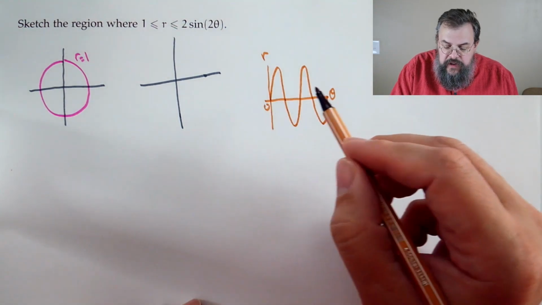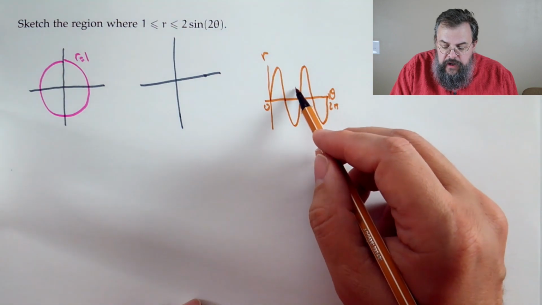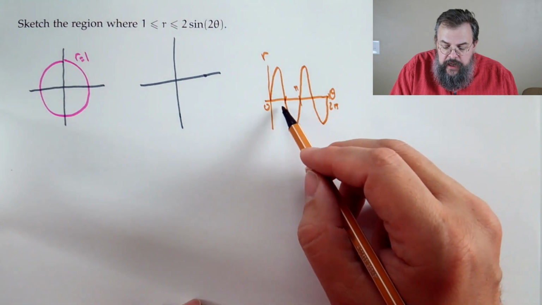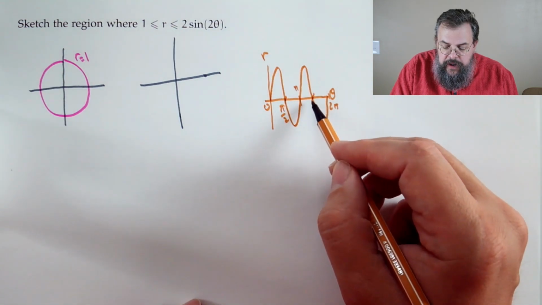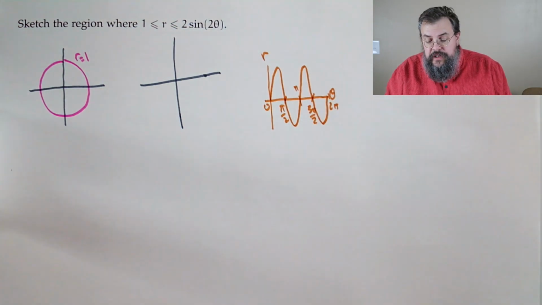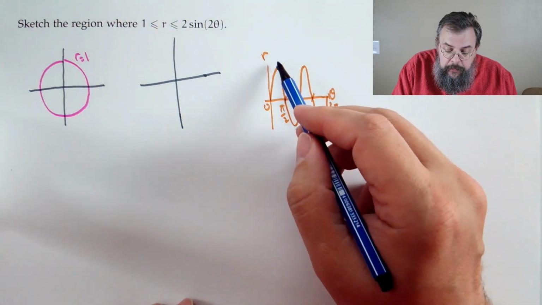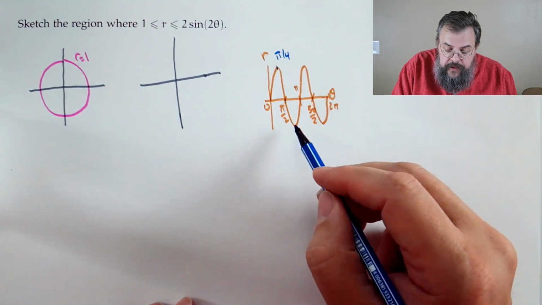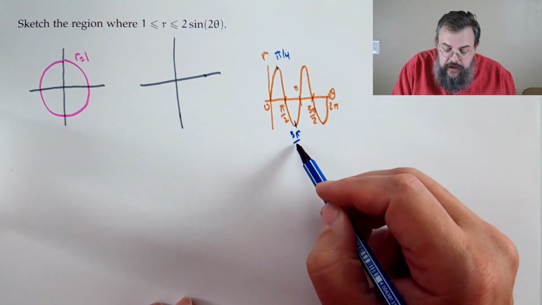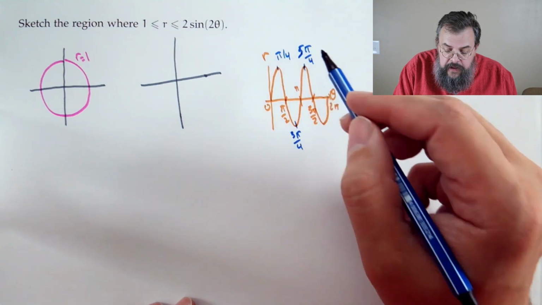So if here's 0, here's 2 pi. Well, you mark some important points. Pi, pi over 2, 3 pi over 2, that's when we're going to hit the axes. And of course, the other important points are the points which are far away. That would include pi over 4, 3 pi over 4, 5 pi over 4, and 7 pi over 4.